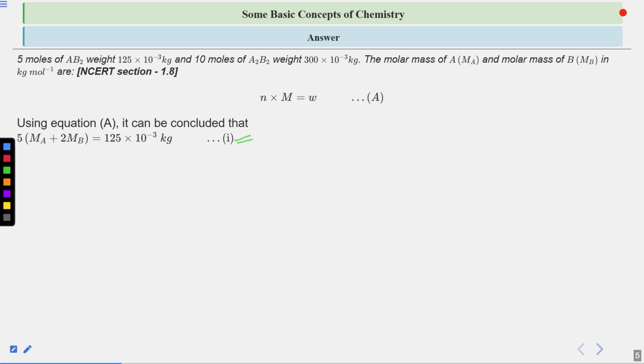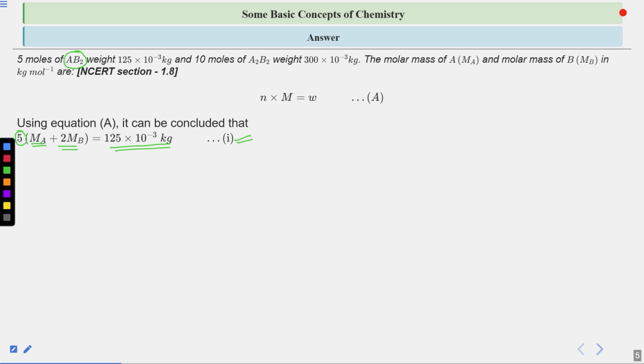So what is the molar mass of AB2? How will we calculate the molecular mass, or the molar mass, of AB2? It will be the molar mass of A plus 2 into the molar mass of B. If we take 5 moles of it, we will simply multiply this whole thing by 5, and these 5 moles will have a mass of 125 into 10 to the power minus 3 kg.